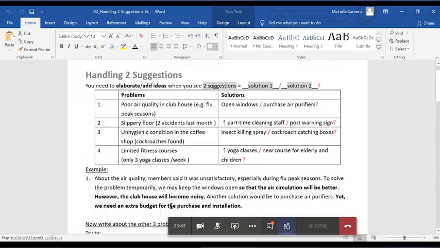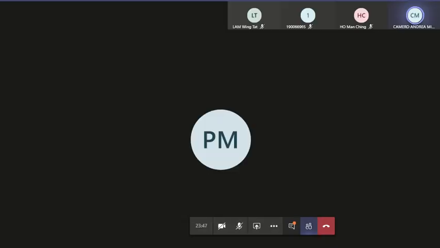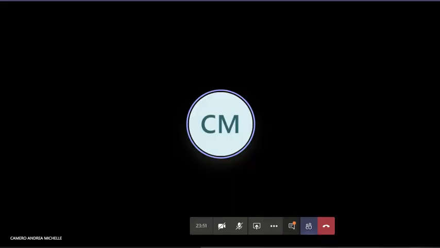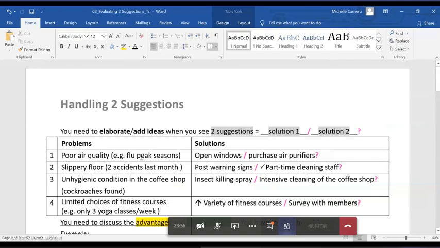So we're going to look at the teacher version with the answers. So let me put that up here. Is that it? Yes, it is. All right, so here's the teacher version. Okay, so handling suggestions. All right, so remember, you need to elaborate, which means you need to add ideas when you see the 2 suggestions.